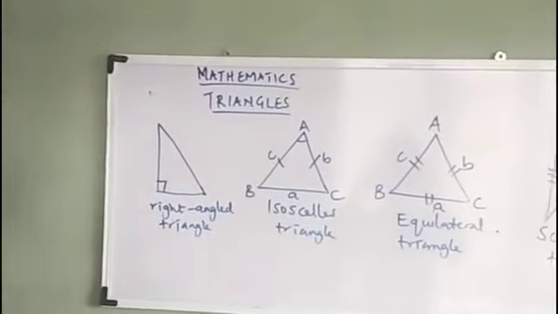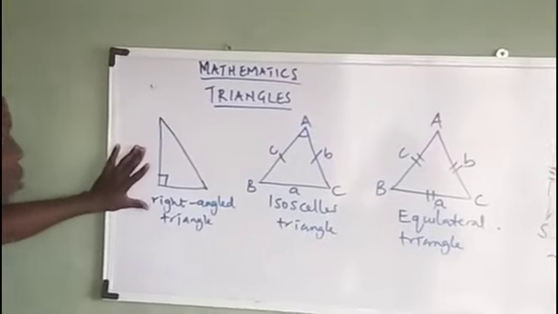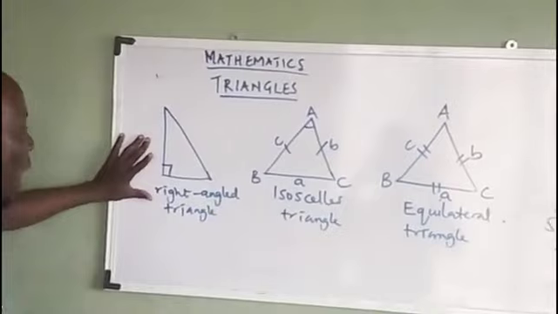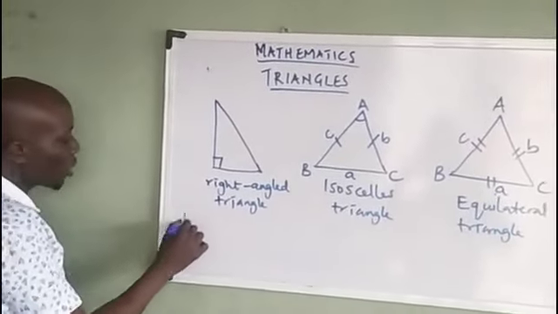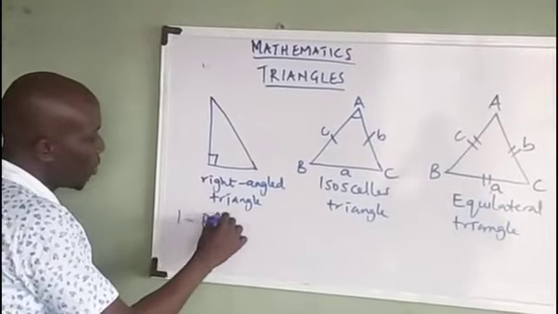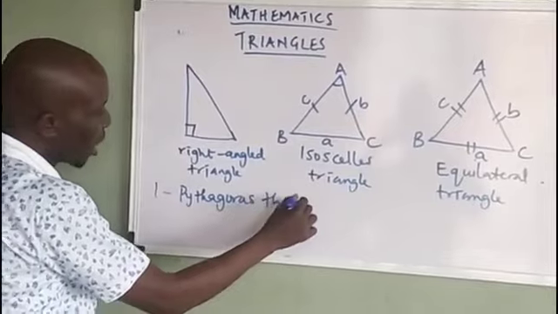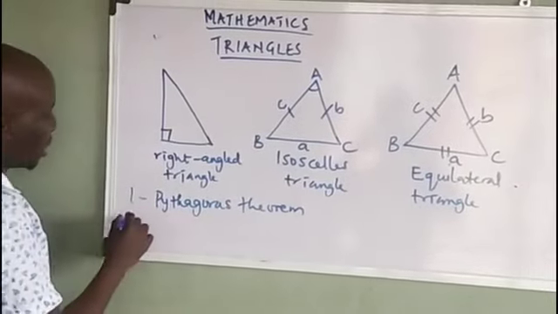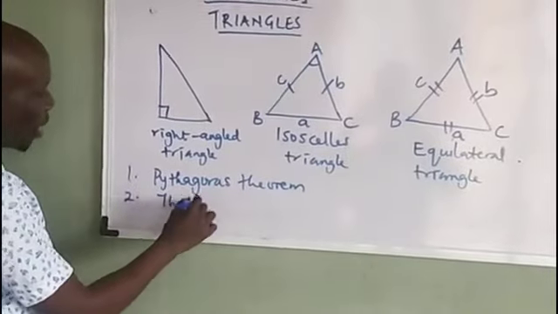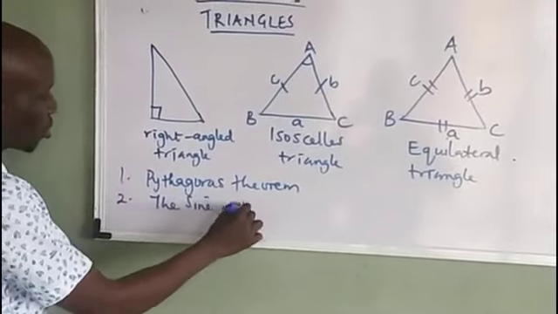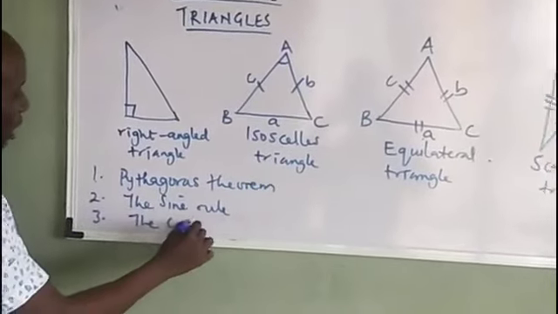Now, to solve mathematical problems related to triangles, we can employ three methods. The first method is what we call the Pythagoras theorem. The second method is what we call the sine rule. Then the third method is what we call the cosine rule.